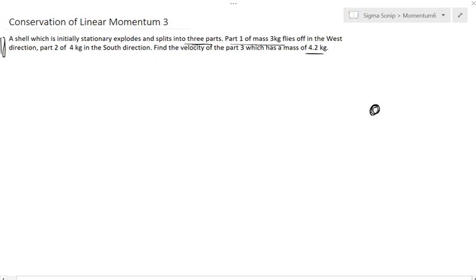So this is my shell, and it is initially stationary. After the explosion, this is my part 1, and I will call it M1, and V1 is equal to 12 meter per second.